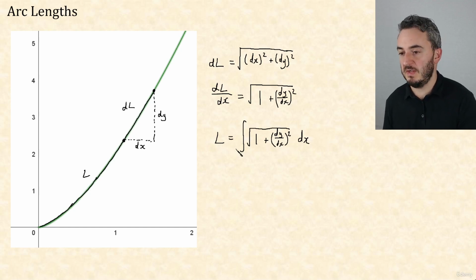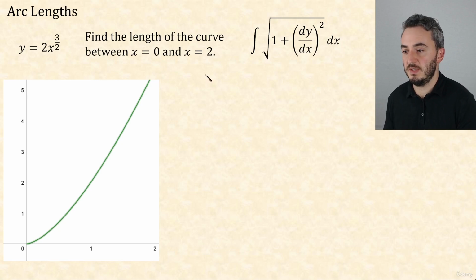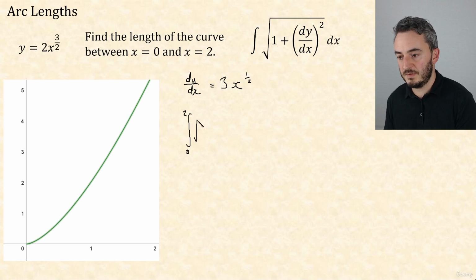Let's apply this now in the following case. So there's our arc length formula. Here's our curve. Turns out it's y equals 2x to the 3 over 2. So find the length of the curve between x equals 0 and x equals 2. Okay, so what do we actually need here? We need dy by dx. So dy by dx here, well, power comes down and drops by 1, so that's 3x to the half. Square that. In fact, we could just go for the whole thing now. So it's the integral between x equals 0 and x equals 2 of the square root of 1 plus, now it's this whole thing squared, which is going to get us 9x, dx.